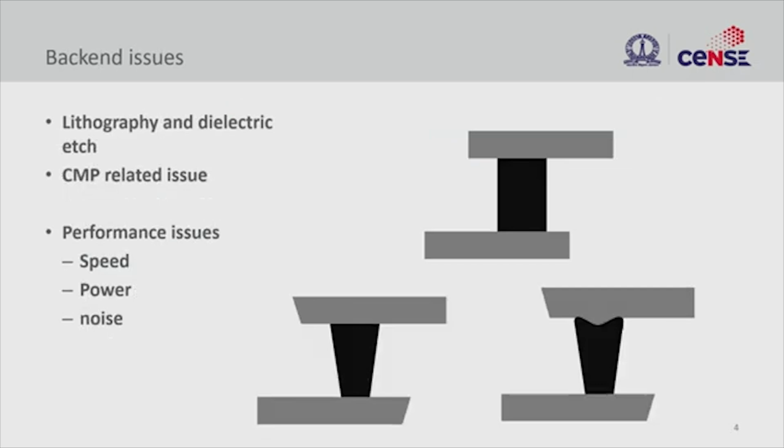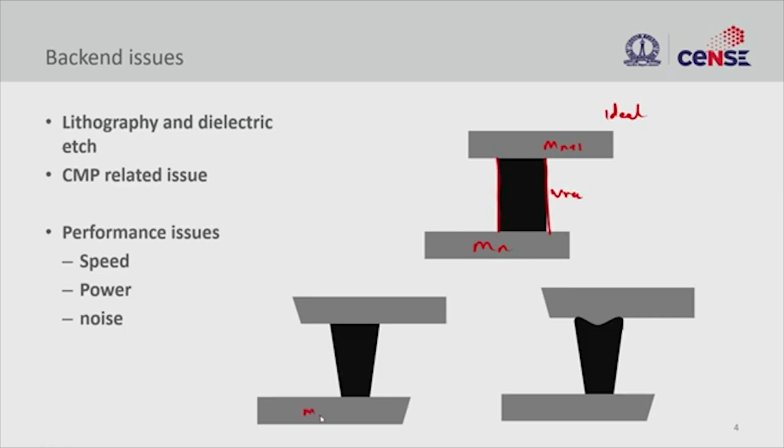So just to give you a few examples where the origin of these various performance limiting issues is primarily coming from the back end. Front end lithography we addressed, but now let's look at back end related issues where we are looking at interconnects. So this is an ideal interconnect. You have, let's say, metal N and metal N plus 1, and this is the via. This is how you want it to be.